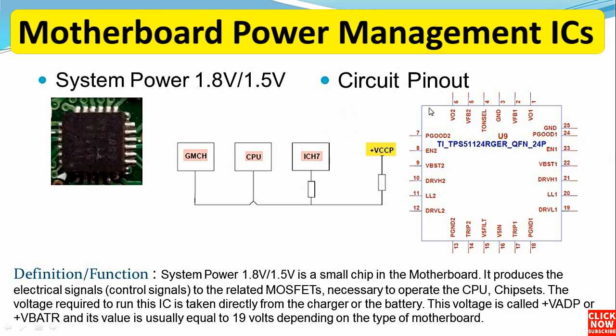So here on the right, as you can see, we have the TPS51124. This is basically the system power model or type. As a definition, system power 1.8 volt, 1.5 volt is a small chip in the motherboard. It produces the electrical signals or control signals to the related MOSFETs necessary to operate the CPU. The voltage required to run this IC is taken directly from the charger or the battery. This voltage is called V adapter or V battery, and its value is usually equal to 19 volts, depending on the type of the laptop.